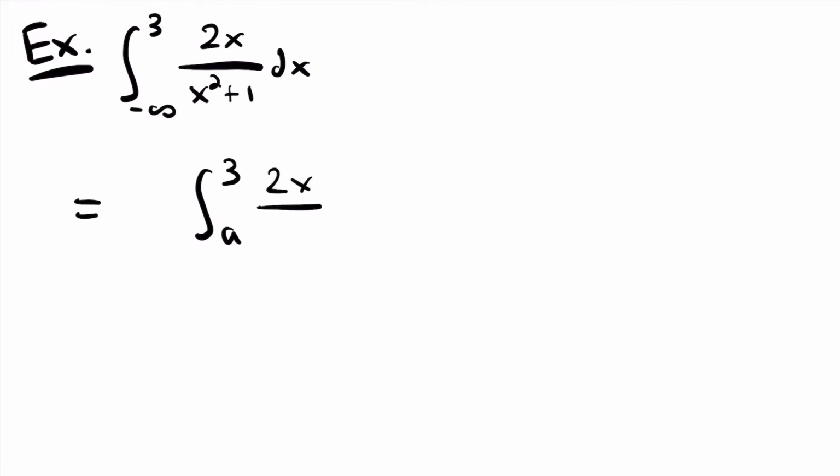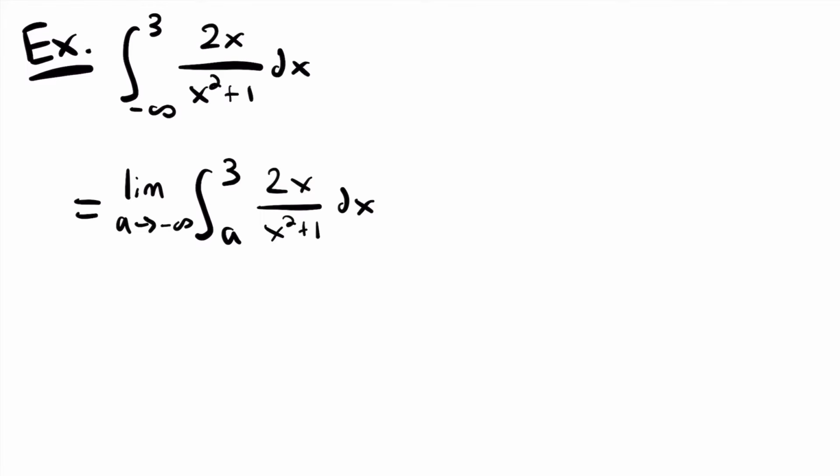So we have 2x divided by x squared plus 1 times dx. But then don't forget to add a limit. We'll have the limit as a approaches negative infinity. So we replace negative infinity with a and then introduce the limit for a as it approaches negative infinity. Okay, so now we can work on solving this integral here.